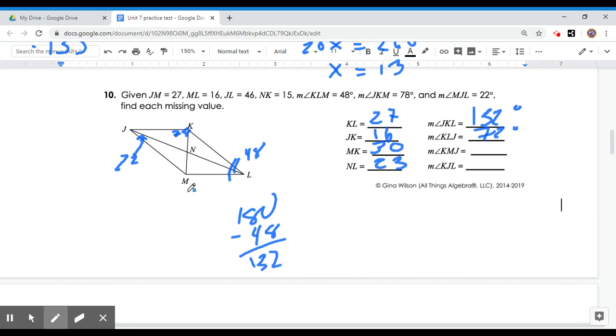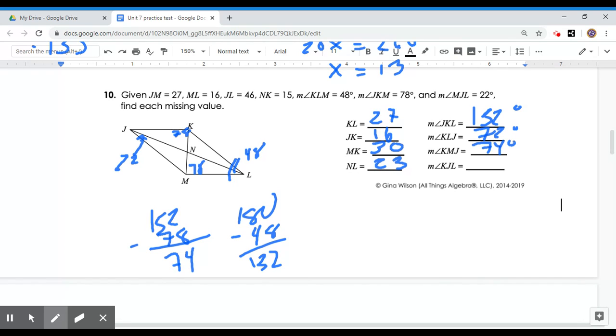KMJ is all right, so this 78 right here, this is also 78. We know that this whole thing is the same as JKL, so this JML is 152. So if we do 152 minus 78, that'll get us what we want. So 152 minus 78 equals 74.